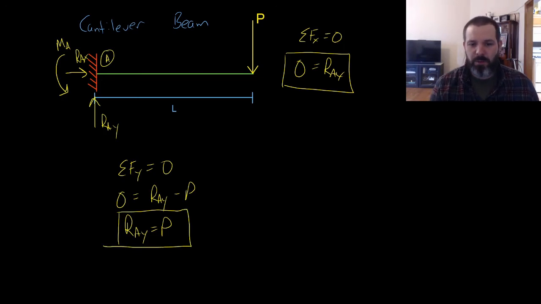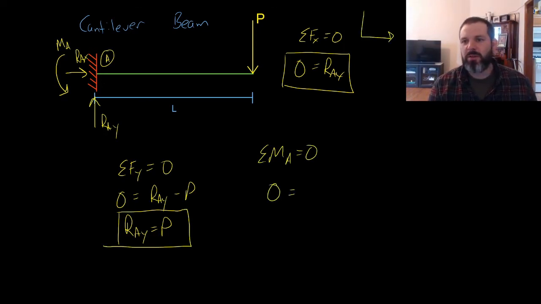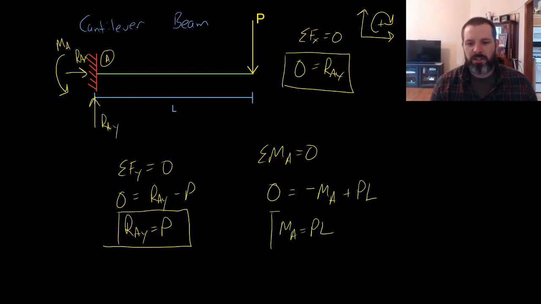And then if we sum the moments around A, they have to equal 0. 0 is going to equal, I neglected to put a coordinate system up here, but it's the same one I've been using. MA is going counterclockwise, so it'll be minus M sub A plus P times L, and we find that MA equals PL, just using our three equations of equilibrium to solve for our beam reaction.